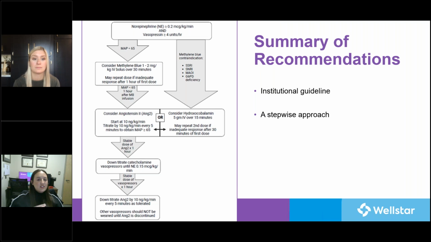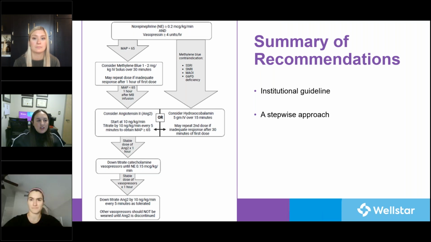So I did kind of want to give a summary of recommendations, and this is currently what we're doing at WellStart NCG Health. We have an institutional guideline. This is kind of a snippet from that, but we typically treat it like a stepwise approach. So for patients that have had CT surgery requiring bypass, if they are resistant to catecholamines, we define that at our institution as a norepinephrine or norepinephrine equivalent of 0.2 micrograms per kilogram per minute.